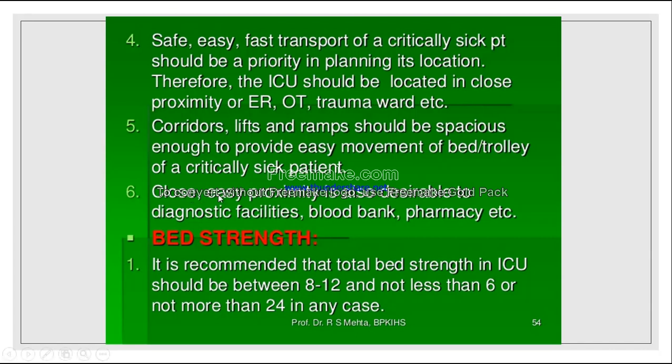Next, close, easy proximity is also desirable to diagnostic facilities. So the ICU should be very close to the blood bank, the diagnostic labs, the investigation lab, and the pharmacy, etc. Just in case. Next, the bed strength. It is recommended that total bed strength in ICU should be between 8 to 12 and not less than 6 or more than 24 in any case. So the normal range of bed strength is 8 to 12. It should not be less than 6 and it should not be more than 24.